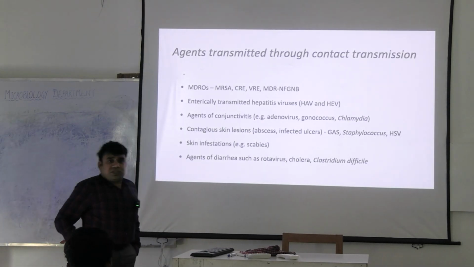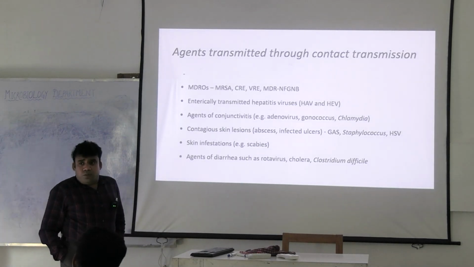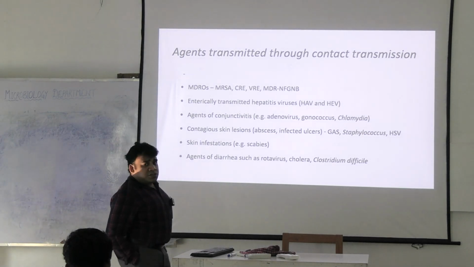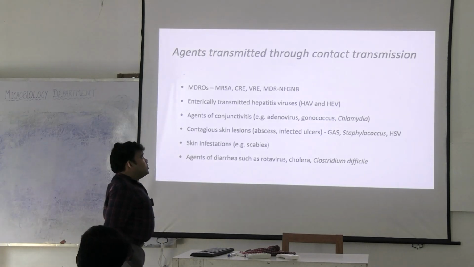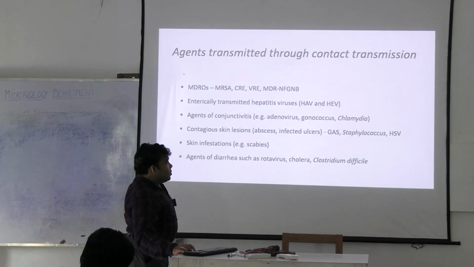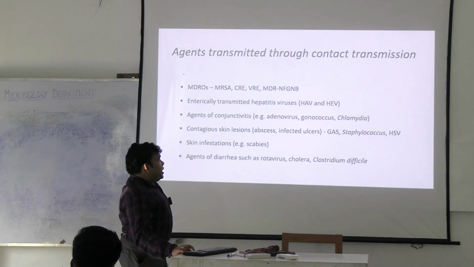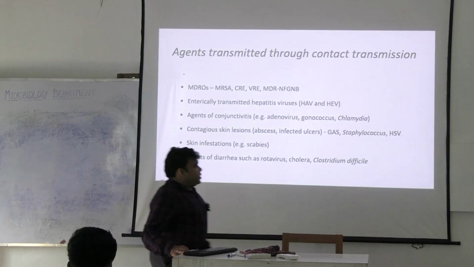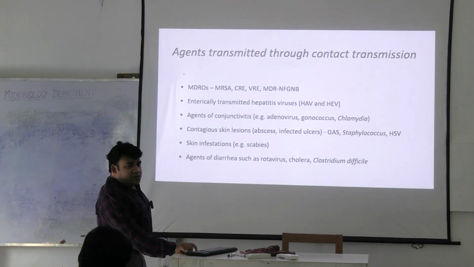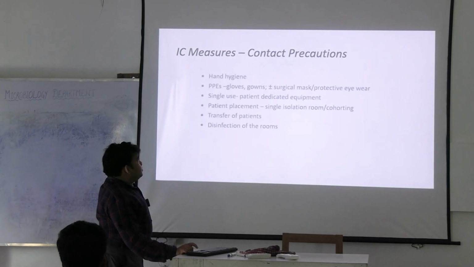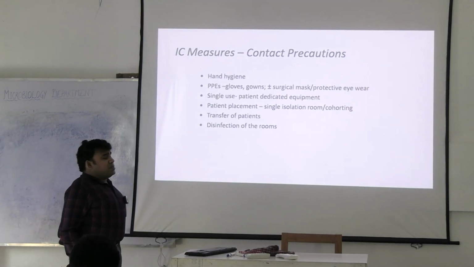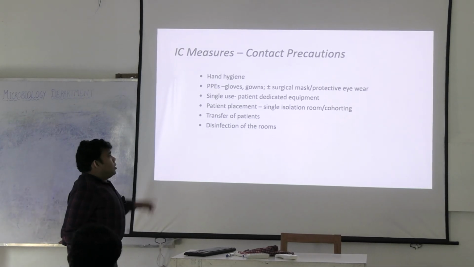The common organisms which are spreading through contact transmission would include multi-drug resistant organisms like MRSA, that is methicillin resistant Staph aureus, vancomycin resistant enterococci, or carbapenem resistant enterobacteriaceae. Other would include hepatitis A, E, and please remember this is very important, Clostridioides difficile, it causes C. diff associated diarrhea. So how to prevent? First we have to maintain the standard precautions plus contact precaution.